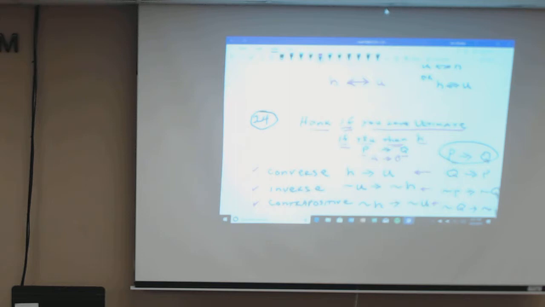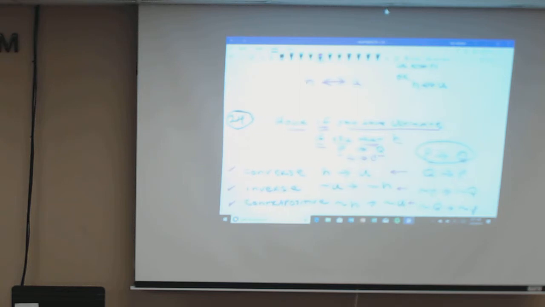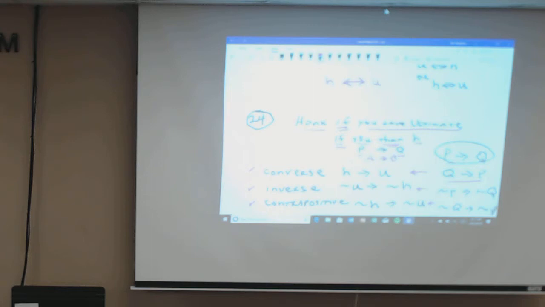And the converse, well, we'll keep using P and Q. What's the converse of if P then Q? If Q then P. So I'll circle this whole thing here. If you love ultimate, then you honk. So this would be, if you honk, then you love ultimate. That's the converse, just flipping them around. If Q, then P. Q is honking.